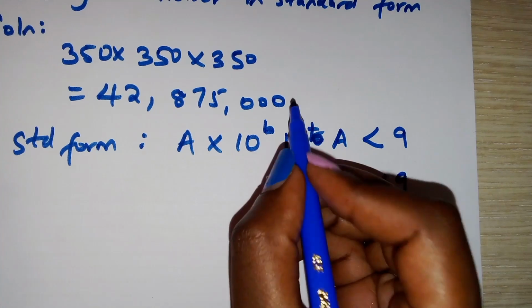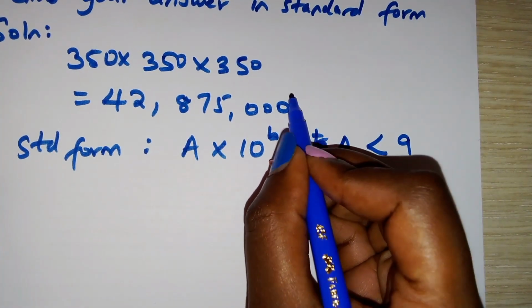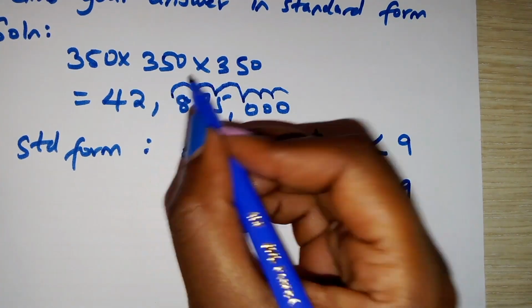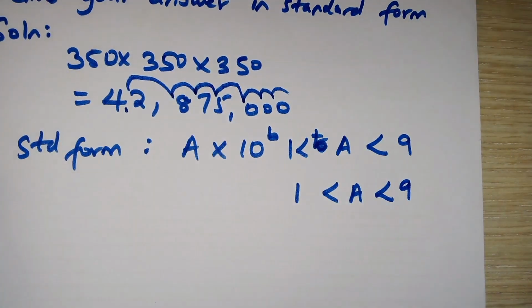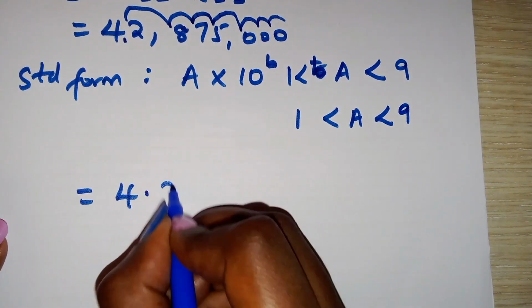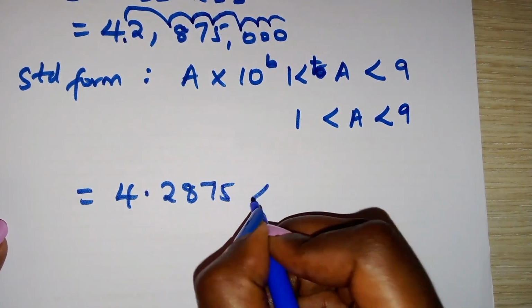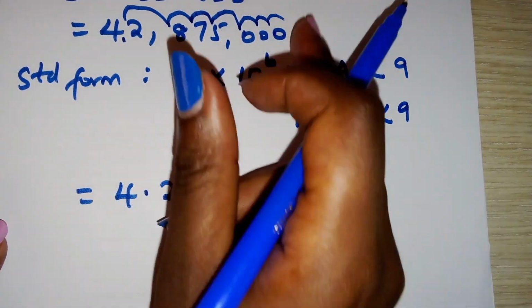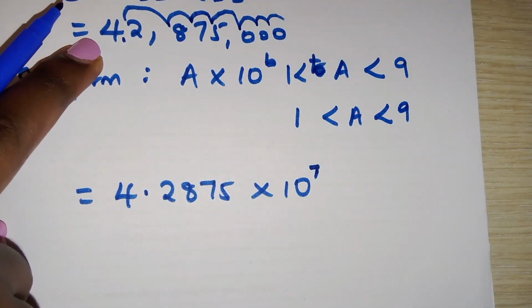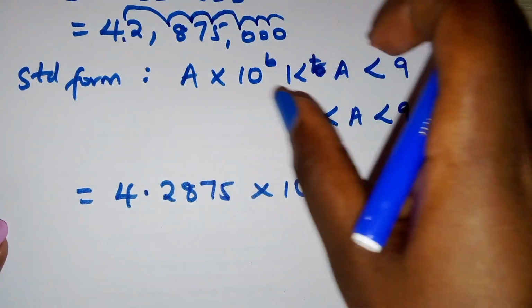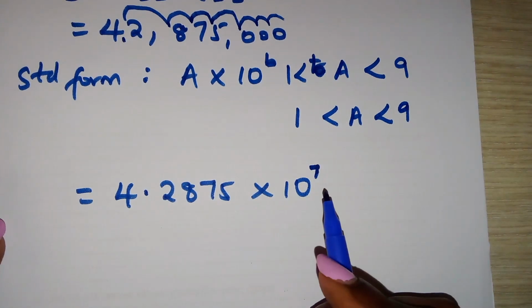So we can put a decimal point. We move like this: 1, 2, 3, 4, 5, 6, 7. So the decimal point will be there. We've moved 7 times, giving 4.2875 times 10 to the power 7. When you move the decimal point towards the left, the power would be positive. If you're to move it towards the right, then it will be negative.